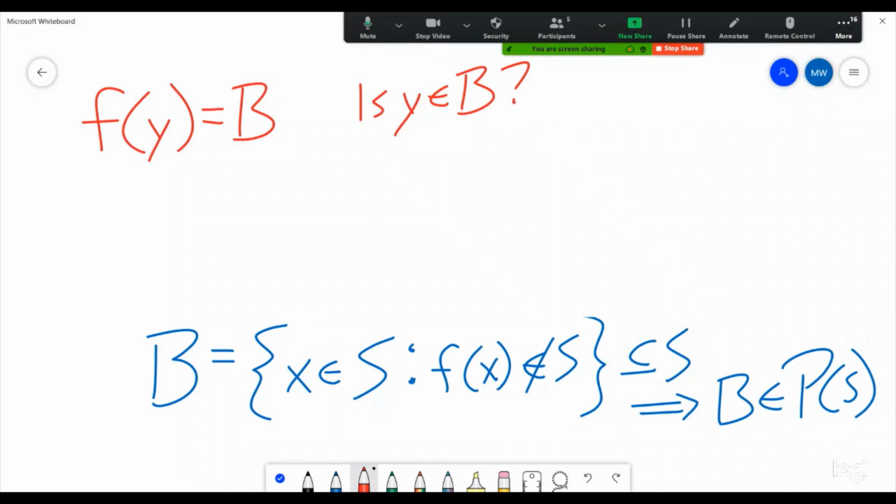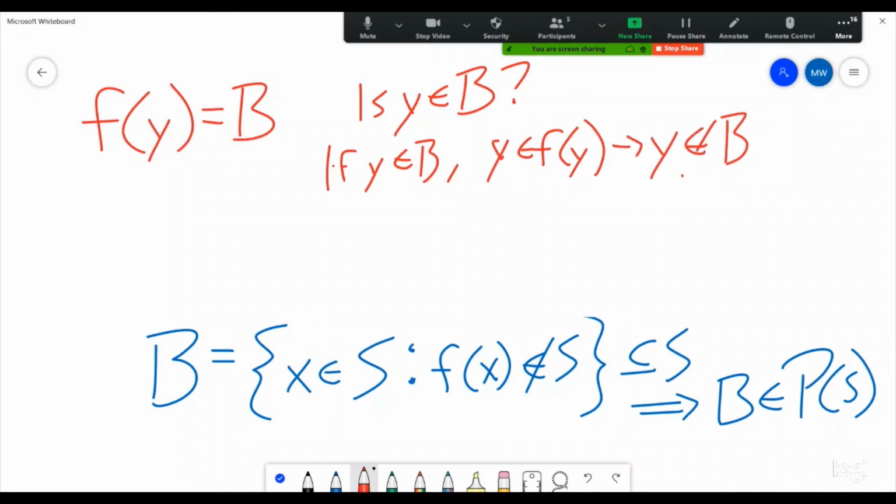So we kind of have two cases. If y is in B, then y is an element of f of y, which tells us that y is not in B, which is a contradiction, because you can't be both in B and not in B. So that tells us that y can't be in B.